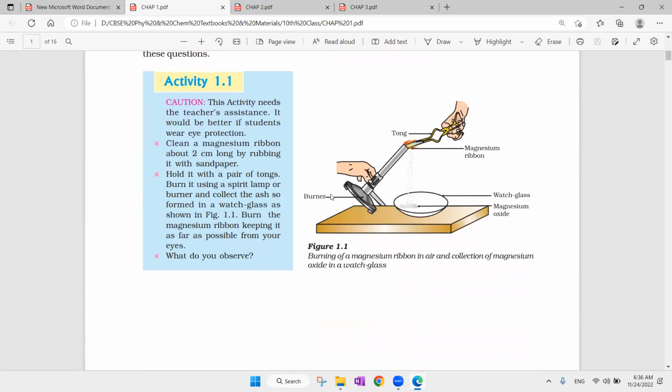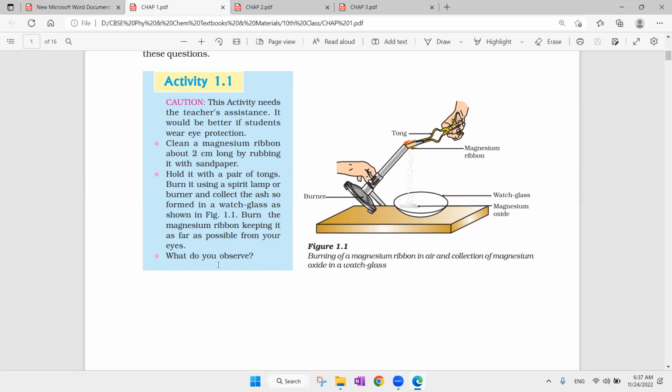So you have to read activity 1.1 where they are talking about burning of magnesium ribbon. So what do you observe? They are asking. So these questions are important. Why? Because in examination, this information only they'll give. So take magnesium ribbon, hold it with the help of tongs, burn it.